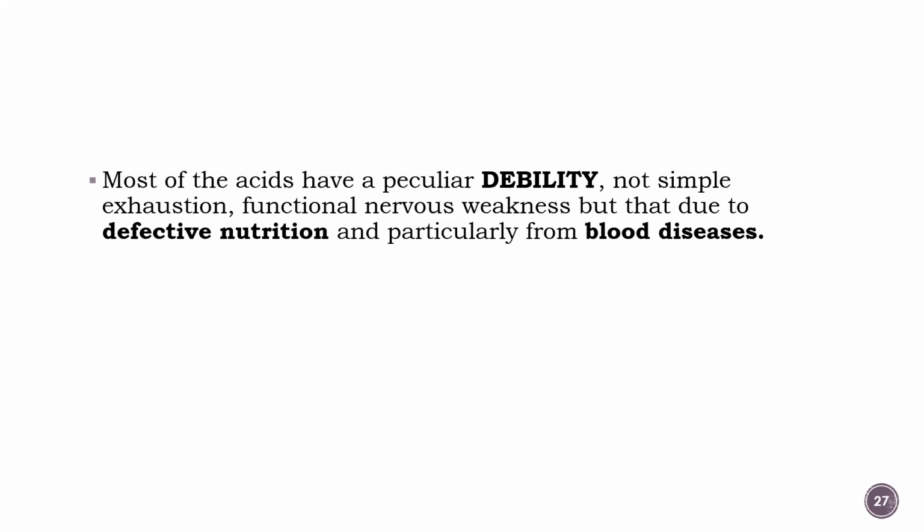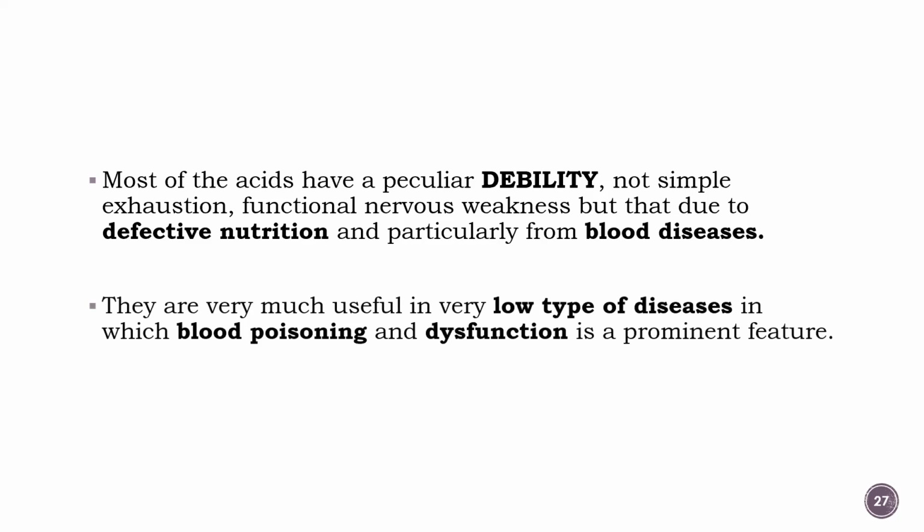Okay, another remedy which comes close is China, your Cinchona officinalis. So they're very much used in very low type of diseases like low fevers, typhoid, and then cholera, all these kinds of things. Okay, where there is blood poisoning, like your Pyrogenium. Pyrogenium usually goes well with acids, by the way. So they're very much useful in very low type of diseases in which blood poisoning and dysfunction is a prominent feature. Blood poisoning and dysfunction.